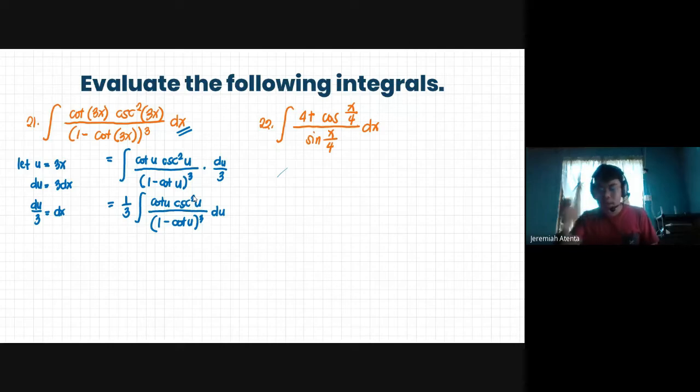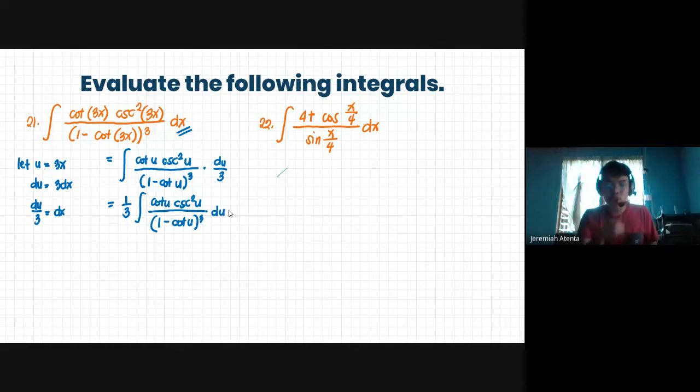So what do you think? Ano kaya yung ililet u natin? Any guess? Hindi pa yan let u kasi nagamit na natin si let u. We will use another variable. Suppose v na lang, v. Ano kaya yung ililet v natin? Anyone who has an idea?